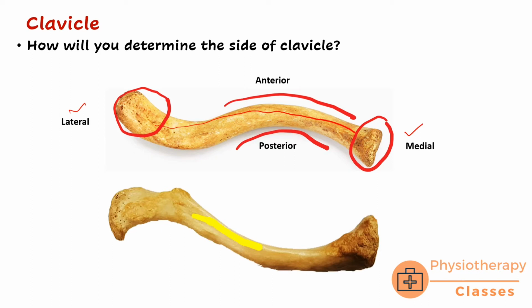The clavicle with that part, right, that is where the medial 2/3 is convex anteriorly, that should be facing, you'll put in front. Next is superior and inferior surface. Now how will you find that?